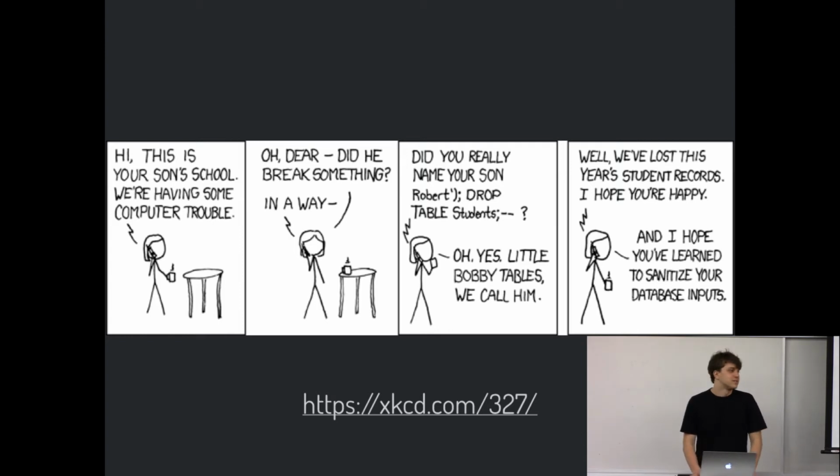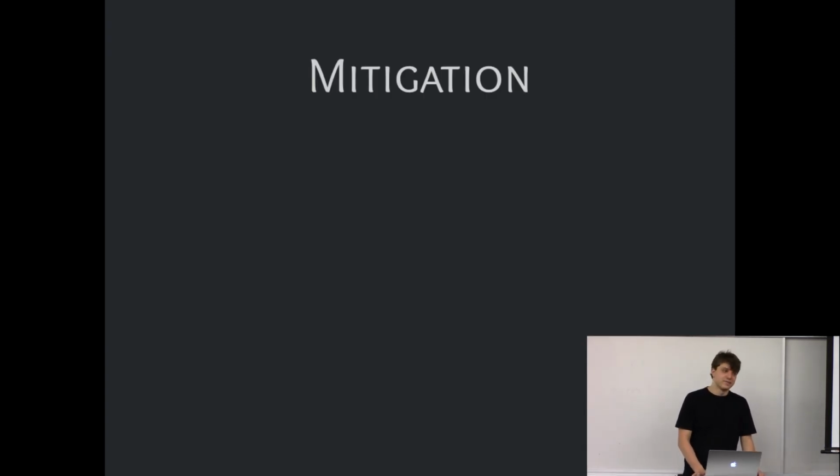I wonder if anyone has seen this. Probably most of you have. But in this comic, the mom executes a SQL injection attack against the school and causes them to drop their database of students. You can see in the third panel, the son's name is Robert, quote, paren, semicolon, drop table students. And then that dash dash at the end is a comment to nullify everything else that comes after the SQL where it's injected. And yeah, that would be bad. They presumably need that data.